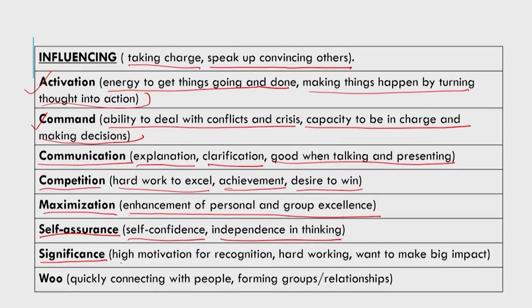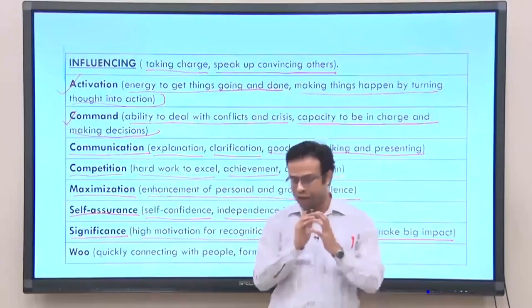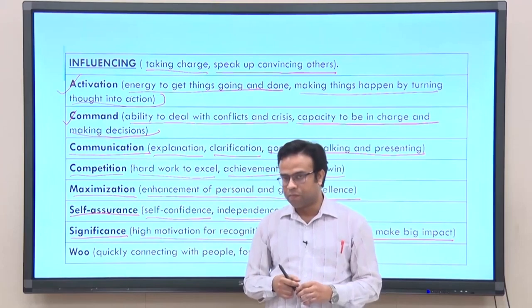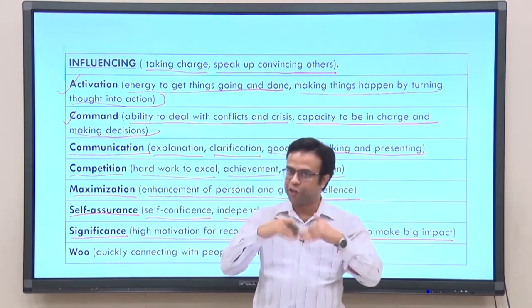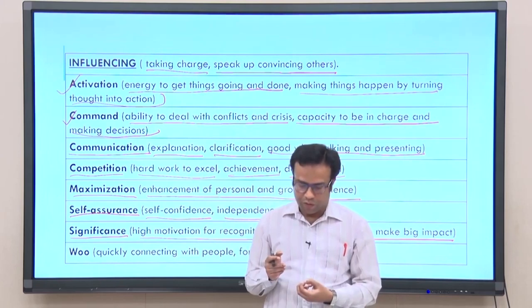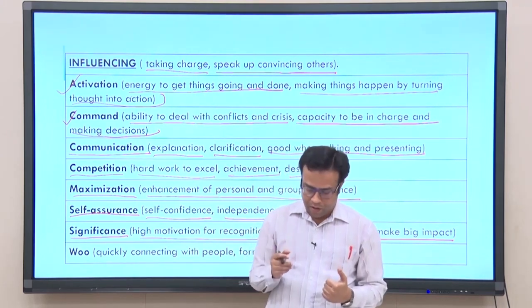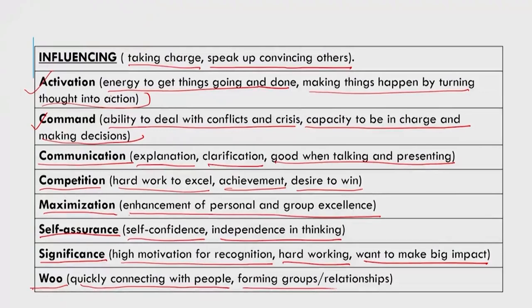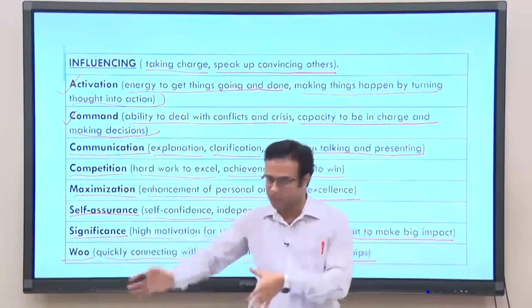Significance is about high motivation for recognition, hard work, wanting to make a big impact. So, these are people with the motivation of making big changes and impact on organizations or whatever they do, and they do a lot of hard work out of motivation and recognition. So, they have a sense of making a significant impact. That is also connected to influencing. And the last one is WOO, which basically means quickly connecting with people, forming groups and relationships. Connecting with people quickly and forming relationships in group situations is also another quality connected to influencing people. So, these are the 8 strengths that are associated with influencing.